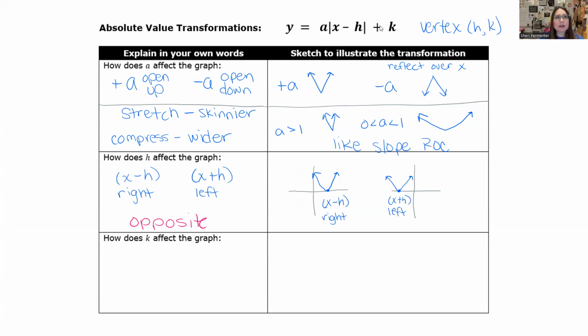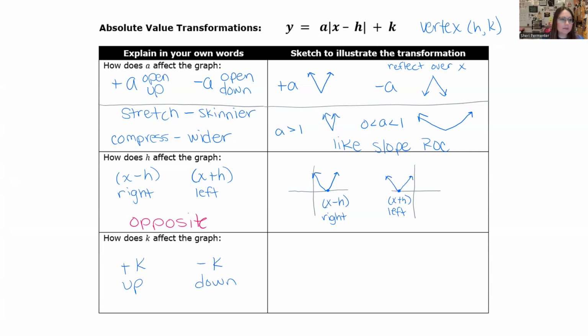Okay, K is what you see at the very end. And it's also the second part of your coordinate. It goes with Y. It's the Y part of your vertex. It moves you up and down exactly the way you would think. When it's positive, it goes up, and when it's negative, it goes down. So the only thing that's opposite is within the parentheses with X. X is opposite. So when you see a positive K, you move up, and a negative K will move you down.